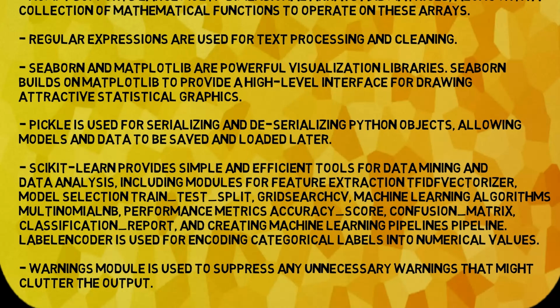Scikit-learn provides simple and efficient tools for data mining and data analysis, including modules for feature extraction (TF-IDF vectorizer), model selection (train test split, GridSearchCV), machine learning algorithms (MultinomialNB), performance metrics (accuracy score, confusion matrix, classification report), and creating machine learning pipelines (Pipeline). LabelEncoder is used for encoding categorical labels into numerical values. The warnings module is used to suppress any unnecessary warnings that might clutter the output.